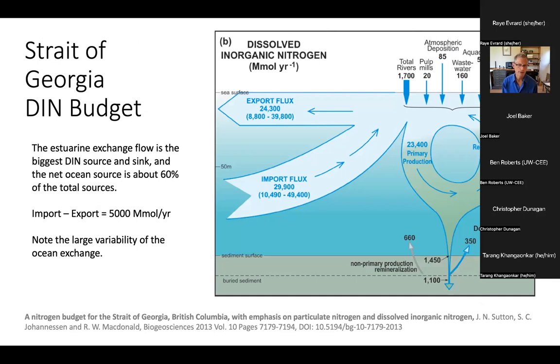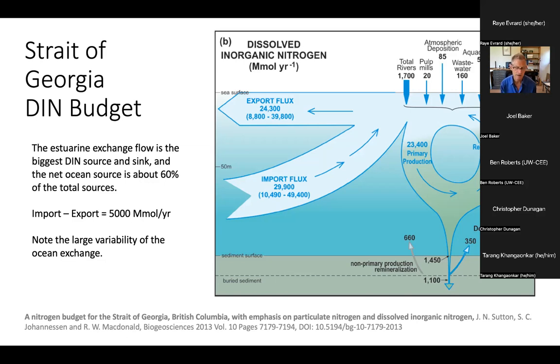Here are results from an important paper, an observationally based nitrogen budget of the Strait of Georgia, the biggest part of the Salish Sea, done by Sutton et al. in a 2013 paper. The estuarine exchange flow is that import flux on the left, and the outgoing part is the export flux. And then there are various estimates of all the things coming in, like rivers, pulp mills, wastewater treatment plants, and so on. And so this is a really nice thing.